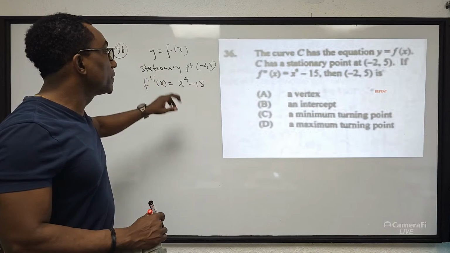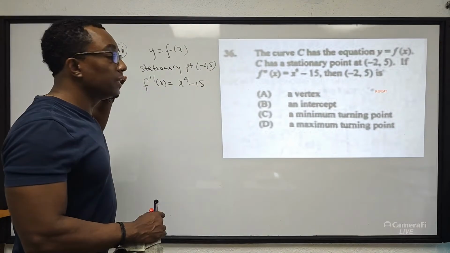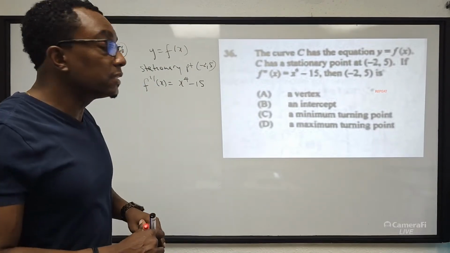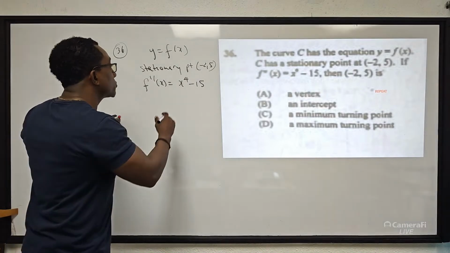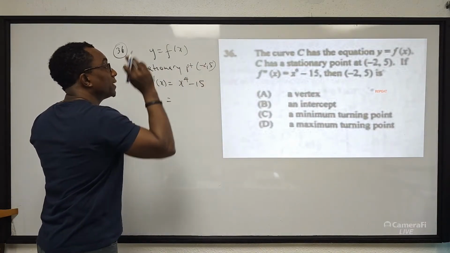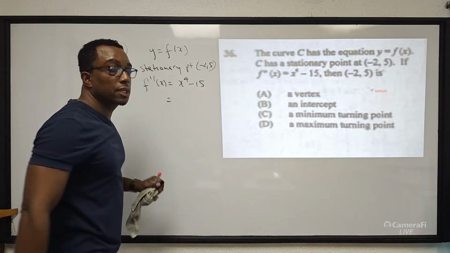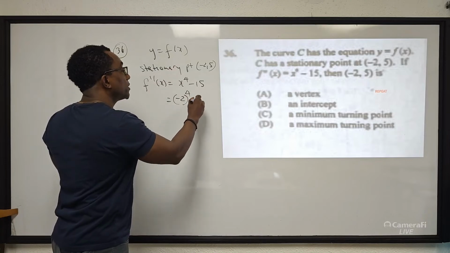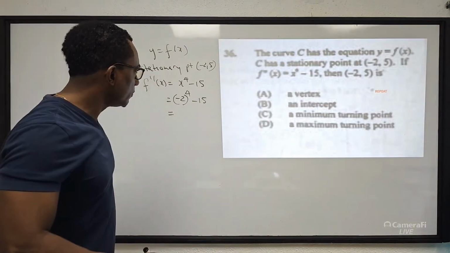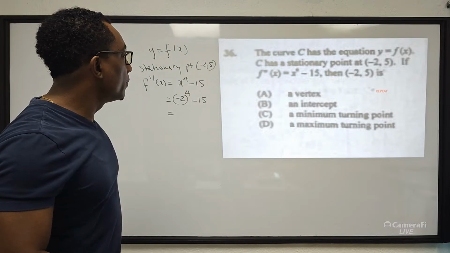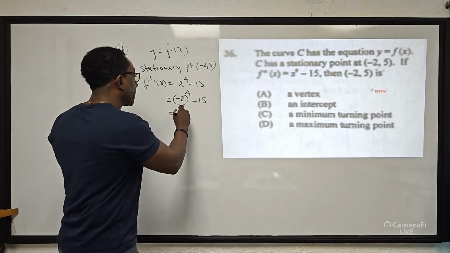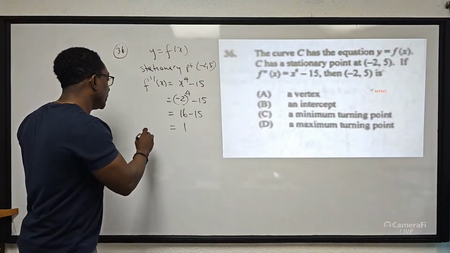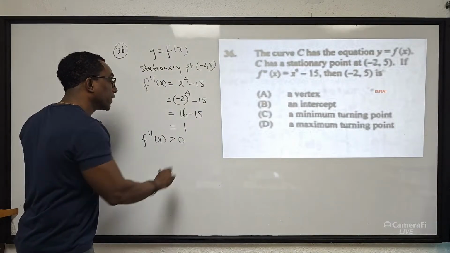We have the second derivative. We know for a stationary point, the derivative is 0. We have the stationary point, which is negative 2, 5. And to determine that nature, all we have to do is substitute the x coordinate of that point into the expression for the second derivative. So this becomes negative 2, in brackets, raised to the power of 4, minus 15. Negative 2 to the power of 4 will be 16. And 16 minus 15 will give us 1, which indicates that the second derivative is greater than 0.